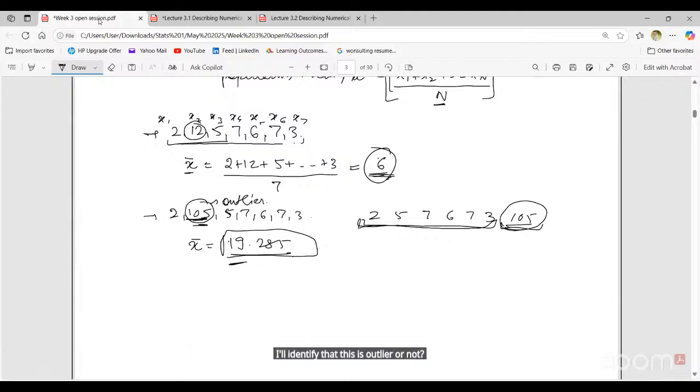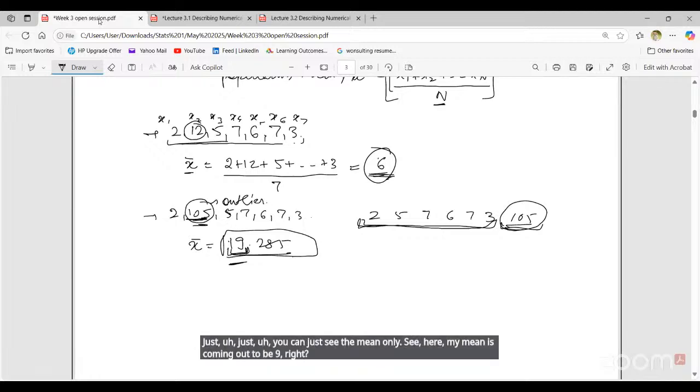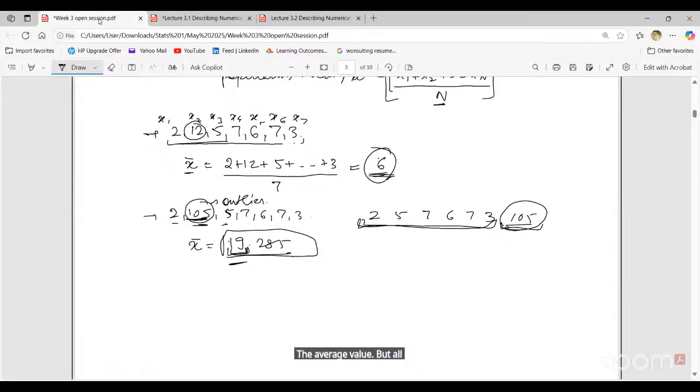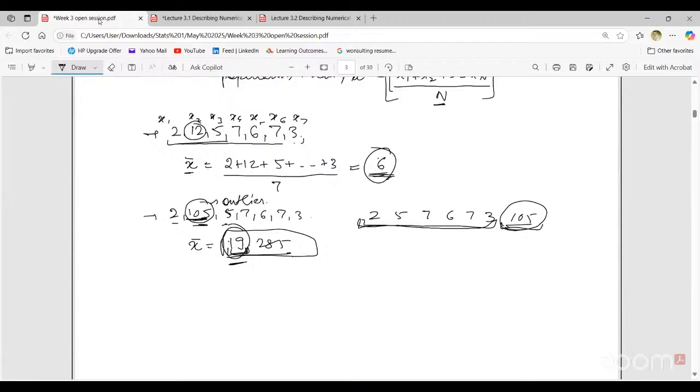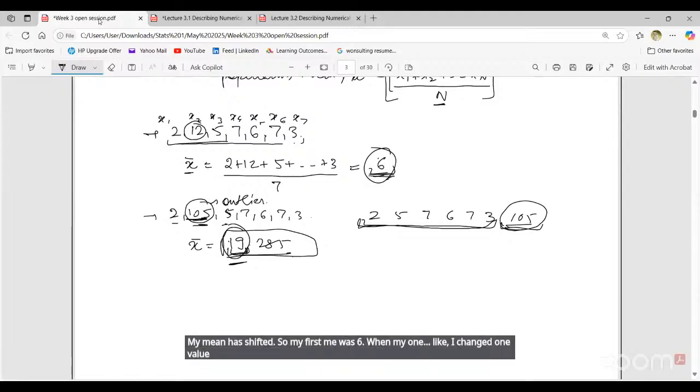Yes, like 20 or 30. Is there any concept or formula for this? You can just see the mean. Here my mean is coming out to be 19, the average value, but all my data values like 2, 5, 7 are very far away from 19. My mean has shifted. My first mean was 6, and when I changed one value, my mean shifted to 19.